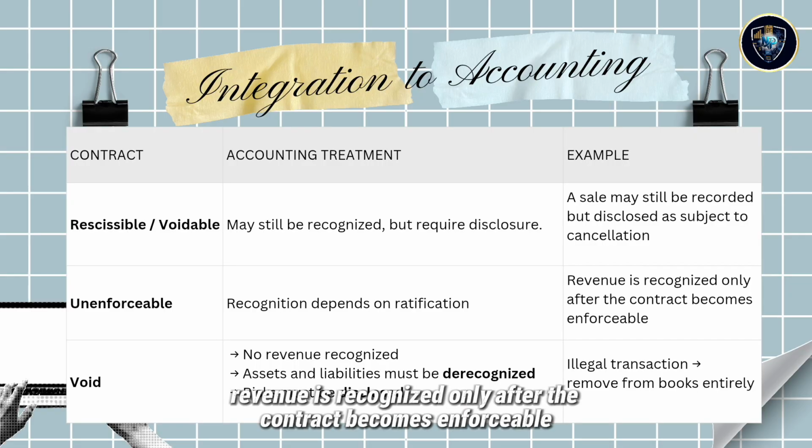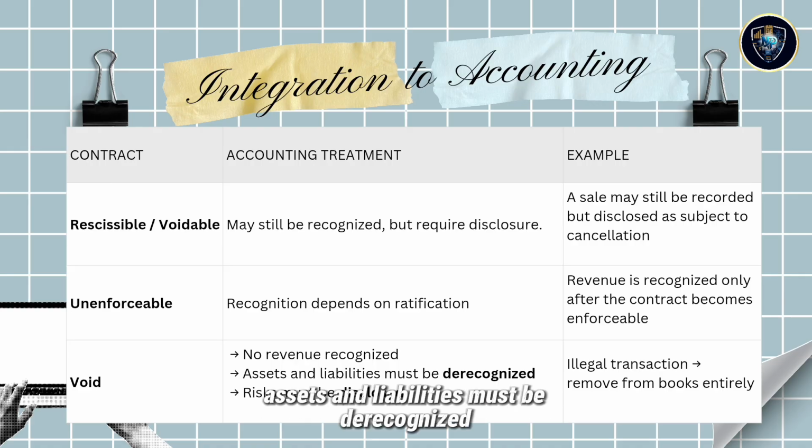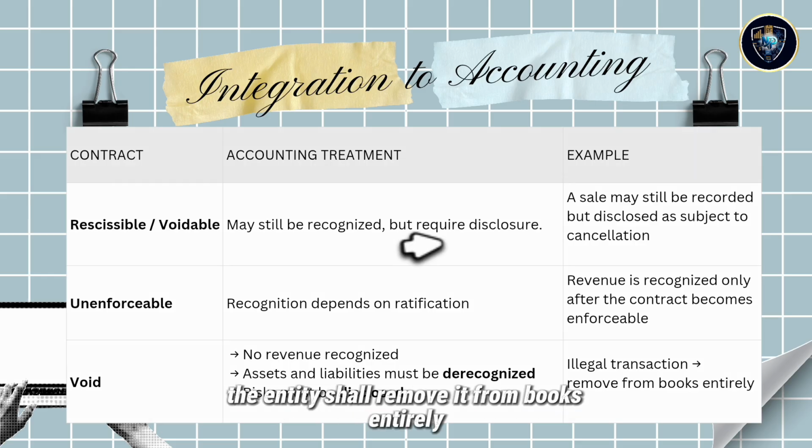Example, revenue is recognized only after the contract becomes enforceable, and for the void contracts, no revenue will be recognized, assets and liabilities must be derecognized, and risks must be disclosed. Example, if an illegal transaction was found, the entity shall remove it from books entirely.